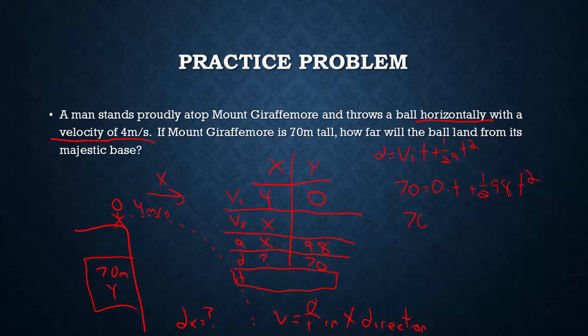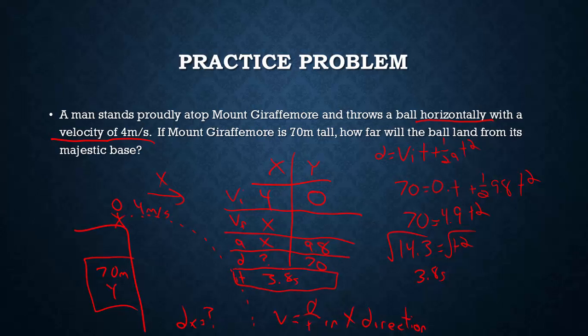So that can get reduced down to 4.9 t squared. And that is going to be 70 divided by 4.9, which is 14.3, equals t squared. To get rid of the squared in the t, we take the square root of it. So we take the square root of 14.3, and that gives us 3.8 seconds. Remember, time is the same in both the x and the y direction.